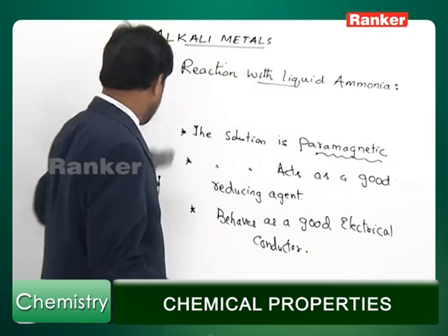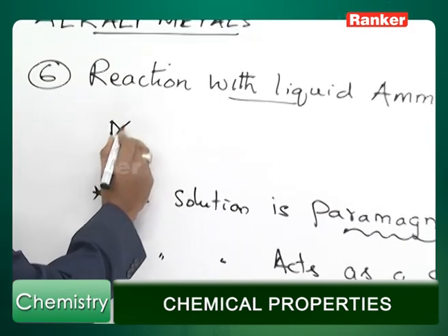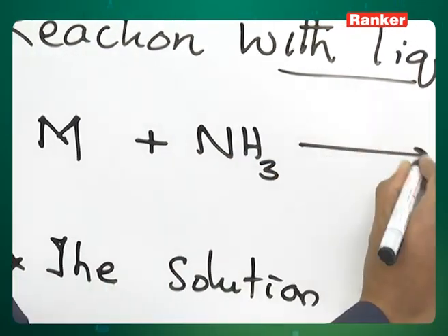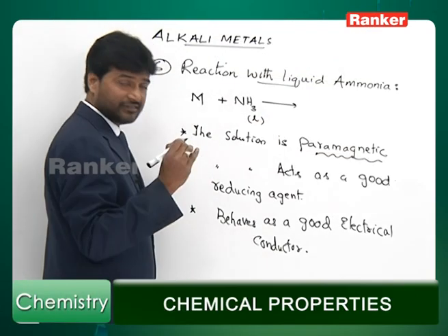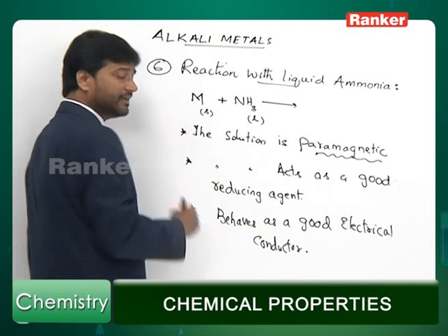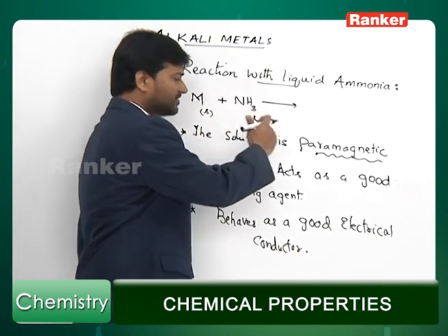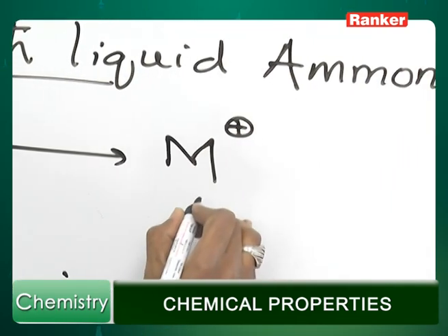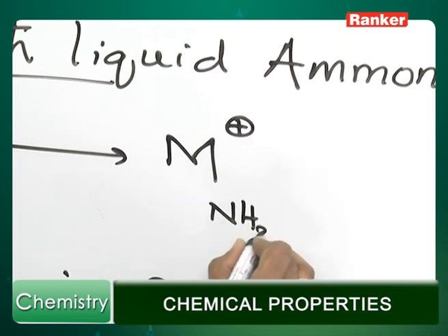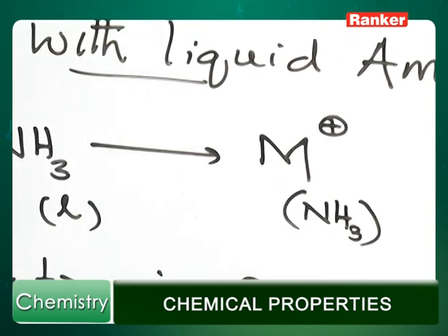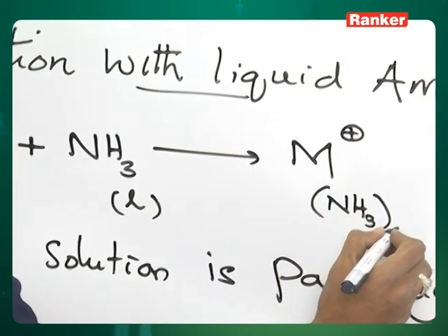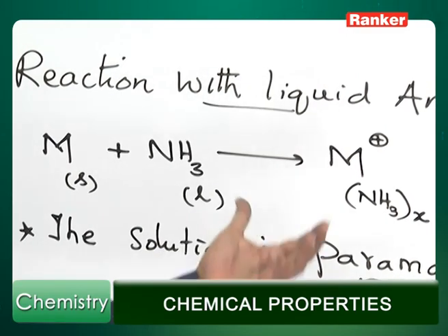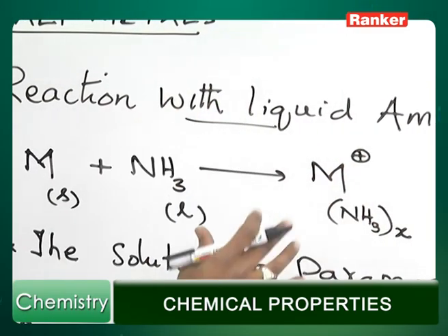Let us take a generalized example. This is M, alkali metal. I am putting L here indicating that it is liquid ammonia. I am putting S here indicating that the metal is solid. When you mix these two, M becomes M plus, and ammonia is a polar molecule. So, M plus will get solvated, it will get surrounded by ammonia molecules. You call it solvation. This is a solvated cation.